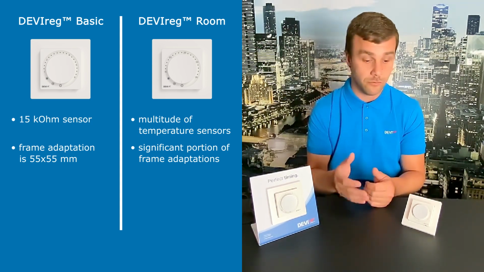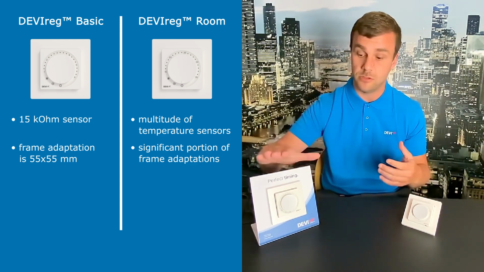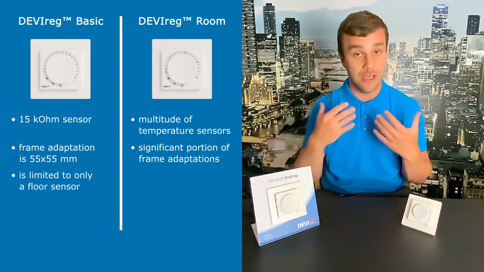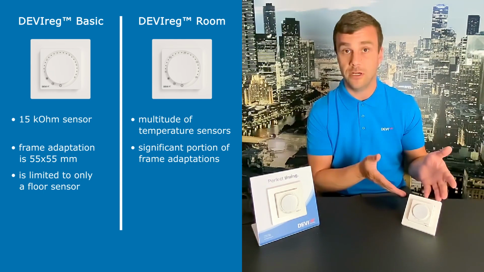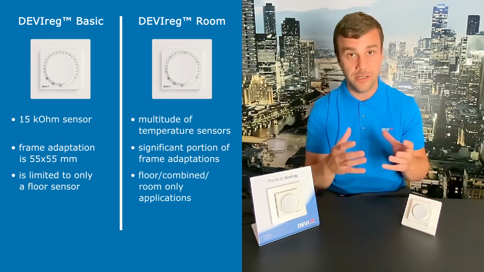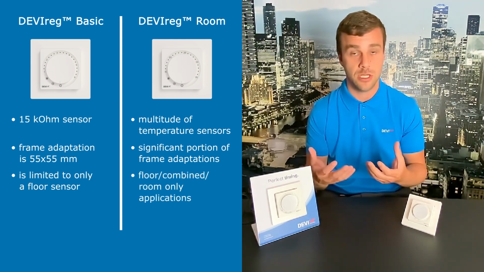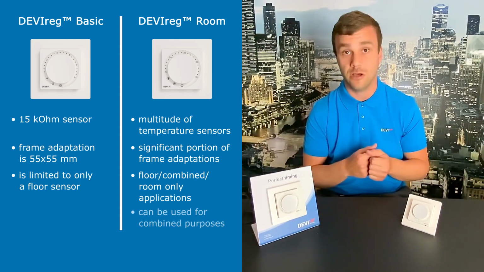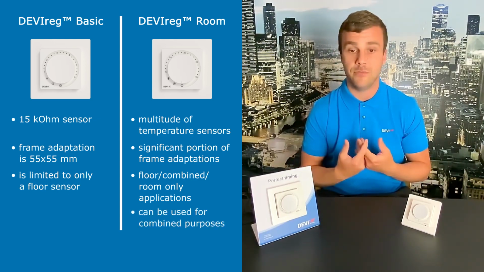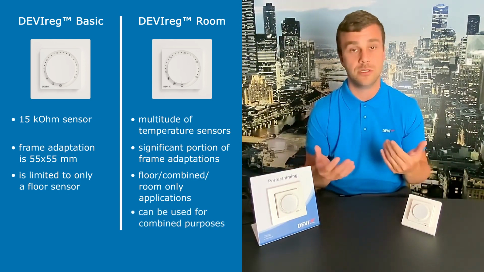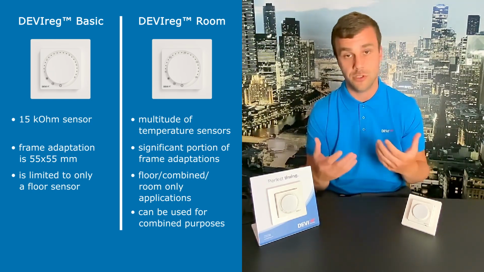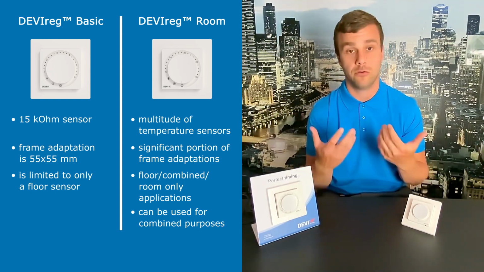On top of that, of course, the applications are vastly different due to the DEVIreg Basic being limited to only having a floor sensor, whereas the DEVIreg Room does floor, does combined, and it does room-only applications, which means it can be used for an electric convector, for instance, and it can be used in combined purposes for minimum floor temperature in rooms where you'd like to regulate according to the room temperature.